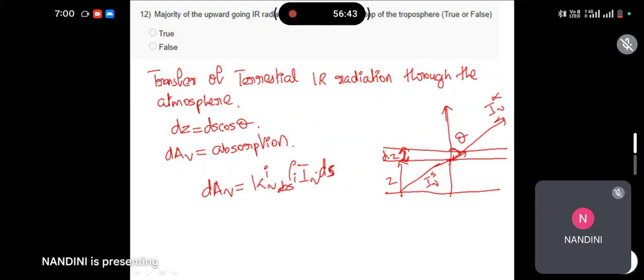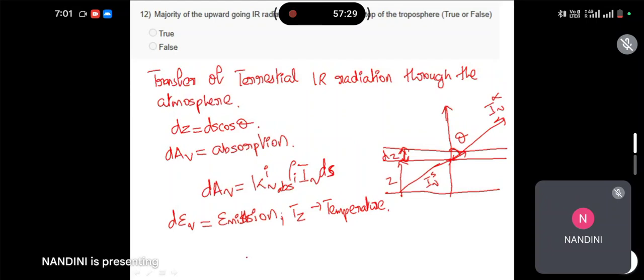Now this is the absorption. After absorbing this amount of radiation, the gas molecules also re-emit the radiation. So let dE nu be the differential amount of radiation that is emitted by the gas molecule. This is the emission. So dA nu is the absorption and dE nu is the emission. And after absorbing this much energy, let T of z be the temperature that the gas layer attained.